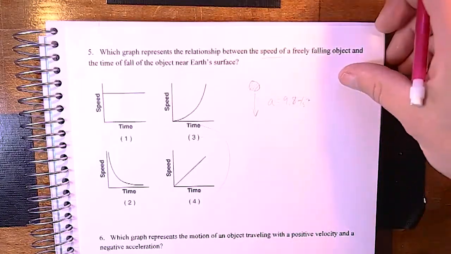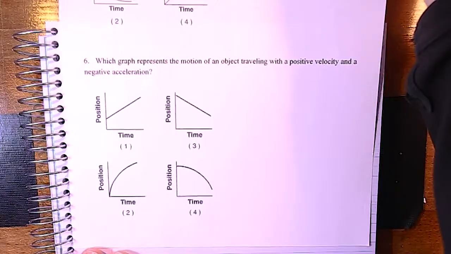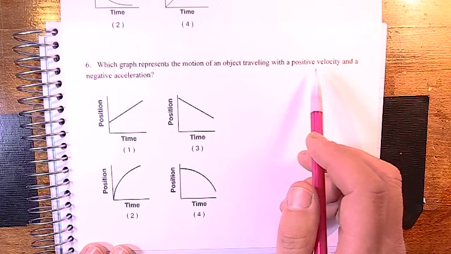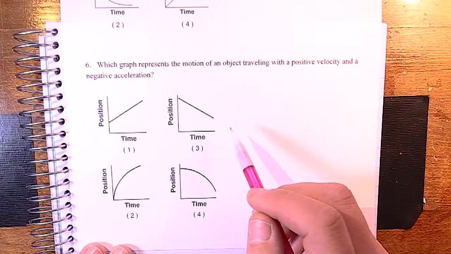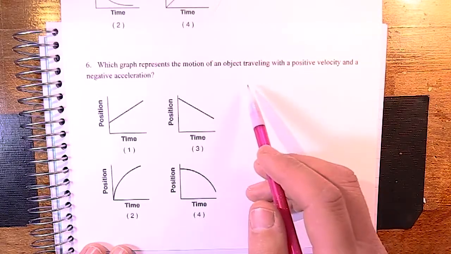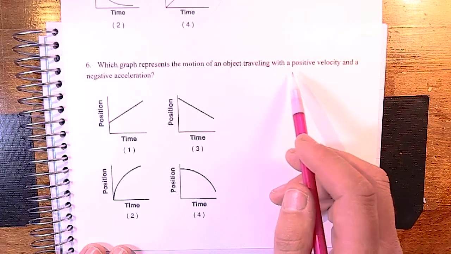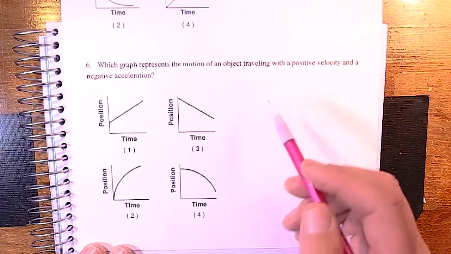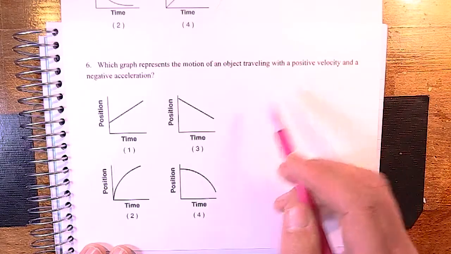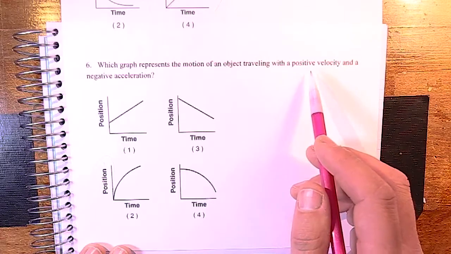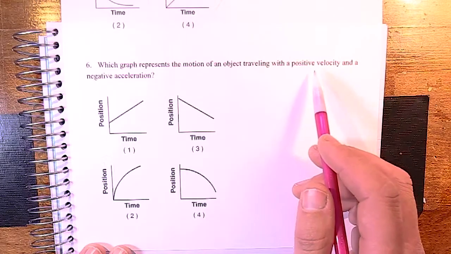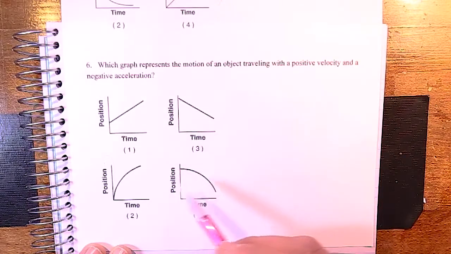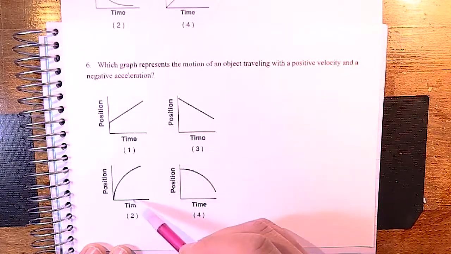Let's look at question 6. Which graph represents the motion of an object traveling with a positive velocity and a negative acceleration? So that means that the slope of the displacement time graph, which this time they're using position, but the slope of that line has to be positive to have a positive velocity. So this is positive, that's negative, and this is positive. So we know it has to be one of these two.